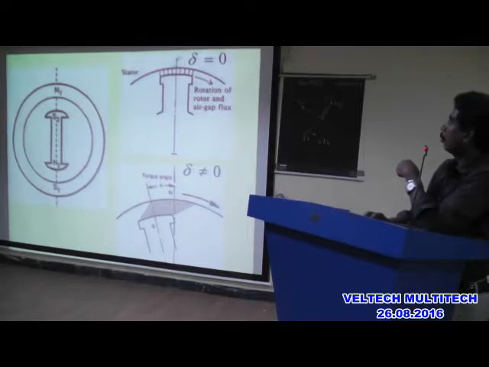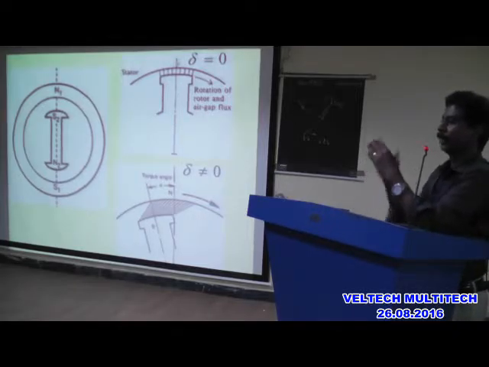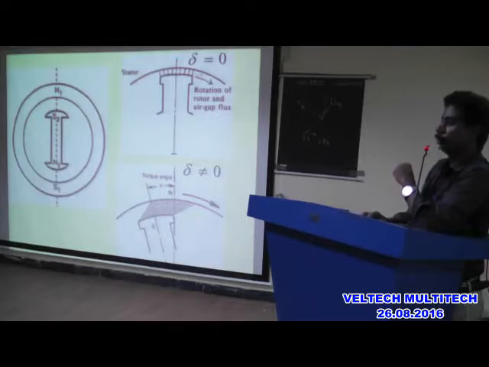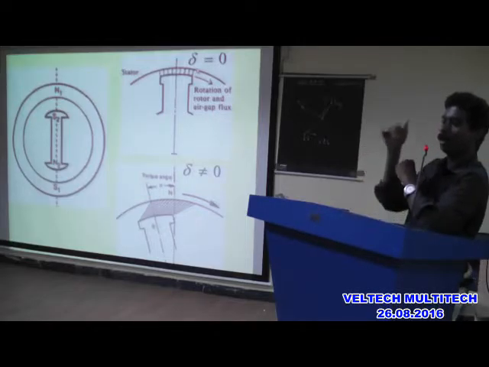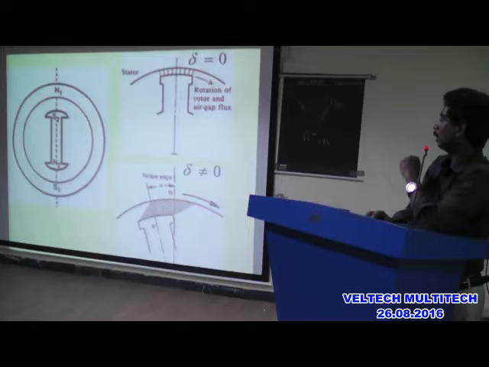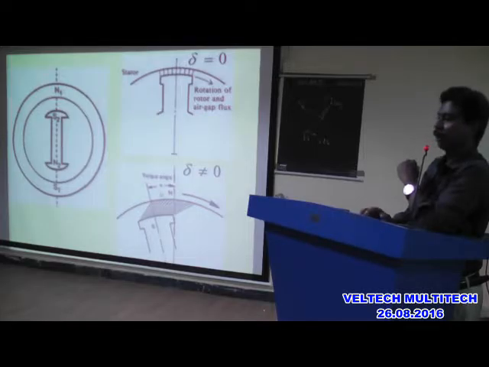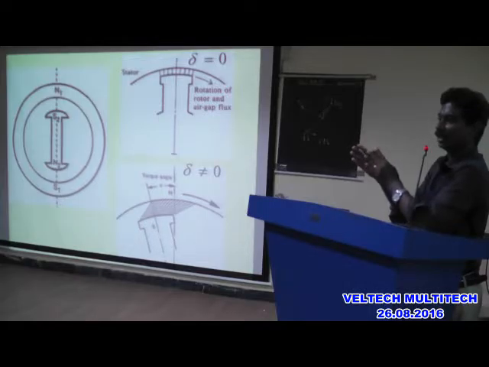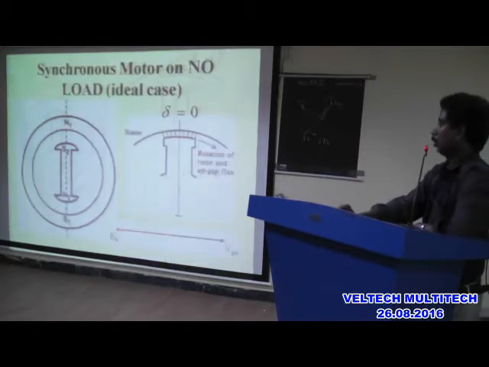In no load condition, the rotating magnetic field axis and rotor magnetic axis will be in exact synchronism. That means delta equals zero. Delta is the load angle or torque angle. Then if you increase the load, the rotor tries to come out from the synchronism, so delta will come into picture. If you increase the load, delta will increase. If you decrease the load, delta decreases.